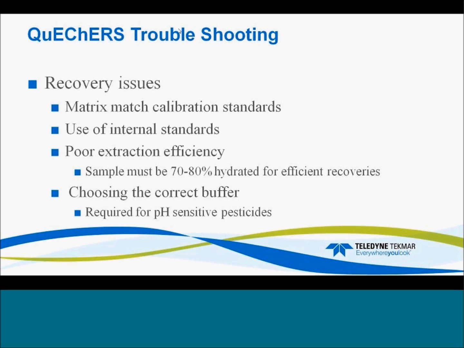Or say you have poor extraction efficiency. As I said before, we've got to make sure our sample is hydrated. So we're looking for 70 and above for efficient recoveries. Or we didn't choose the correct buffers, which are required for pH-sensitive compounds.